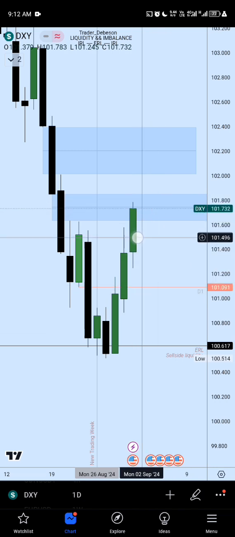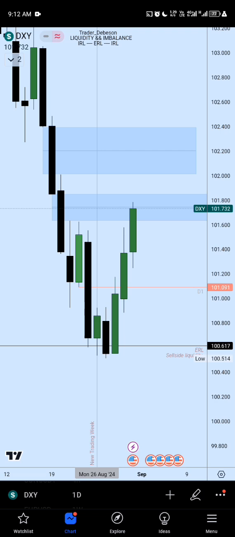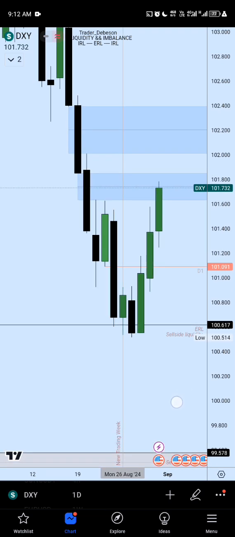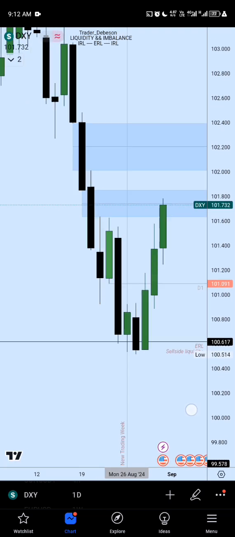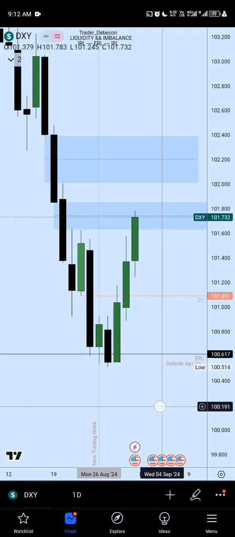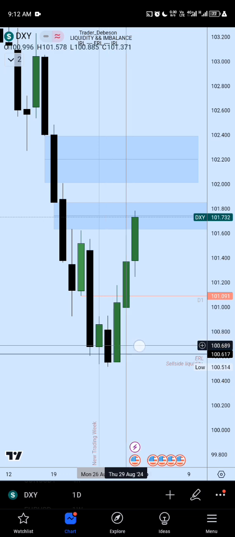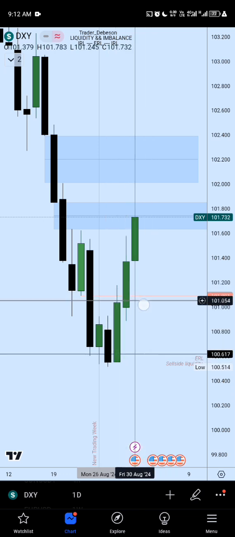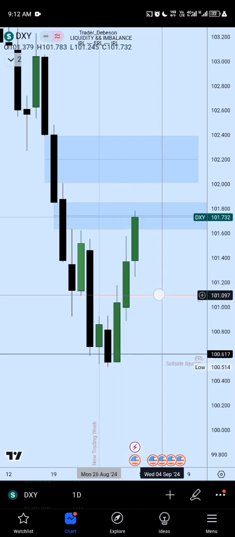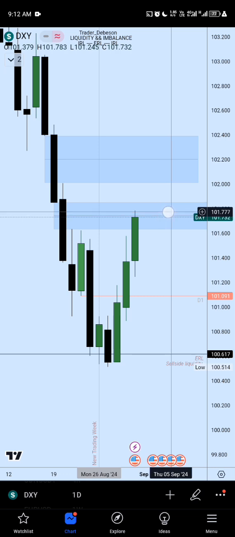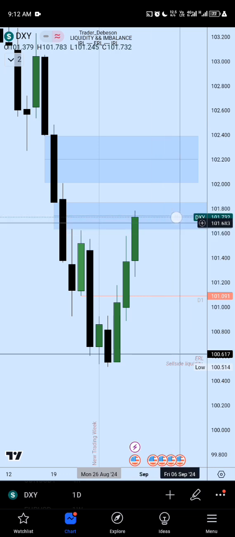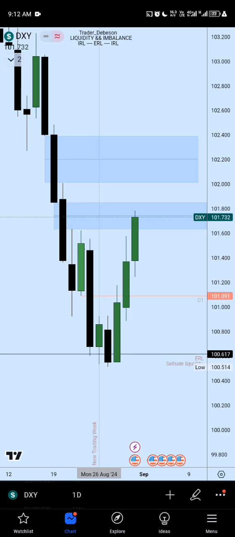And let's now head over to the lower time frame to see how price gave us the confirmation, whether we are going to be bullish from here or bearish from this order block, or we're going to trade towards this internal range liquidity drop. Okay, so that's just it.